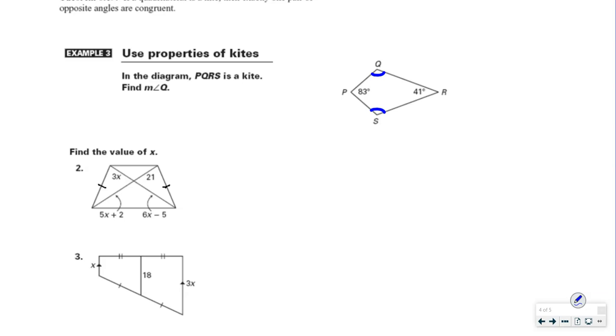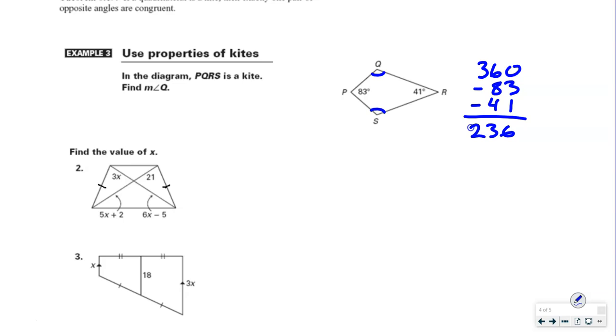Now it is a quadrilateral, and all angles of a quadrilateral need to add up to 360. We used n minus 2 times 180, n being the number of sides, so 4. 4 minus 2 is 2, and 2 times 180 is 360. I know all my angles need to add up to 360, so I can subtract 83 and I can subtract 41. That gives me 236. So both of those angles, Q and S, need to add up to 236.